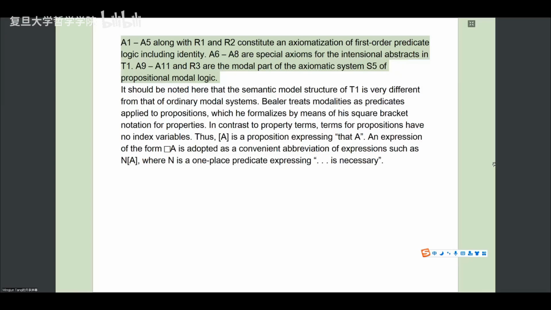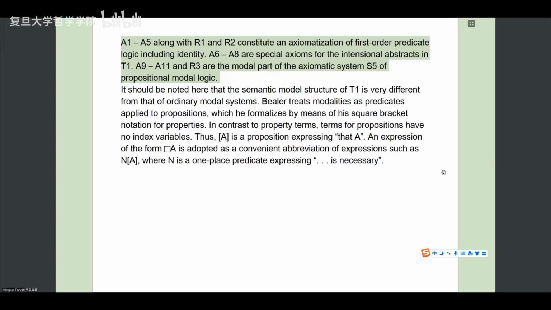It should be noted here that the semantic model structure of T1 is very different from that of ordinary modal systems. Bieler treats modalities as predicates applied to propositions, which he formalizes by means of his square bracket notation for properties. In contrast to property terms, terms for propositions have no index variables. Thus, A in square brackets is a proposition expressing that A, so A without index variables is the proposition. An expression of the form "it is necessary that A", box A, is adopted as a convenient abbreviation of expressions such as necessary that A. This is how we can read this: necessary is now a one-place predicate expressing "it is necessary", and that A is just this term in square brackets.